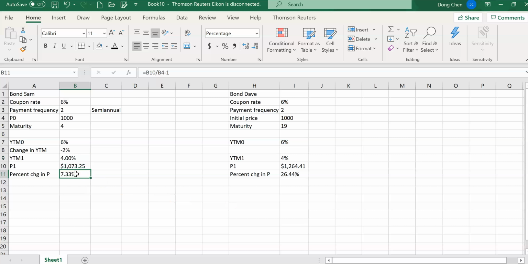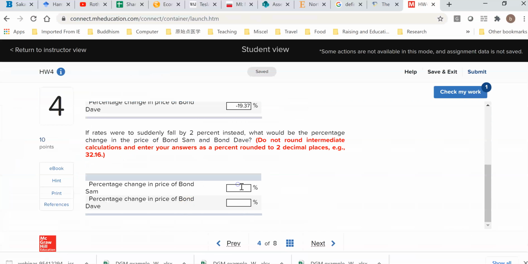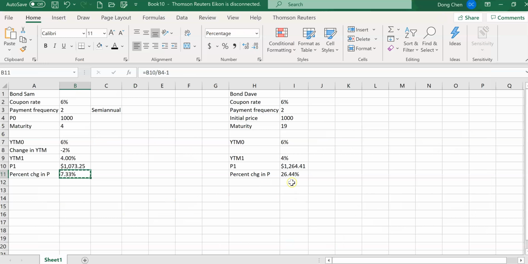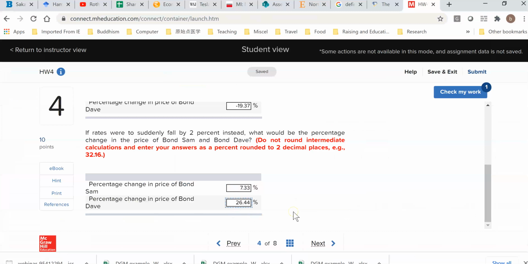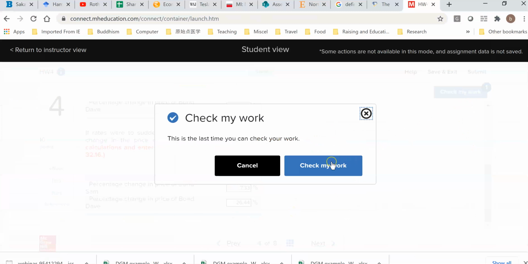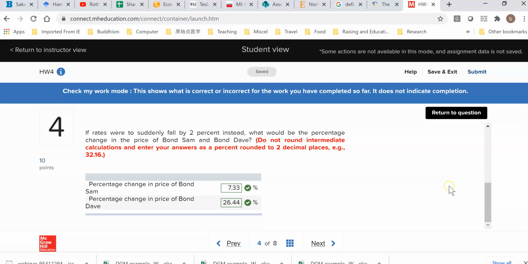So now the rest of the job is simply to copy the number back, just keep the number part. So now I can check my work, and I think we have done all these questions correctly.